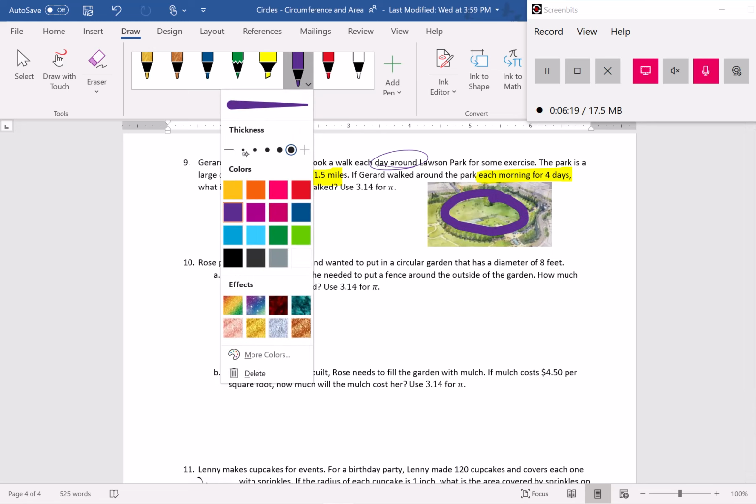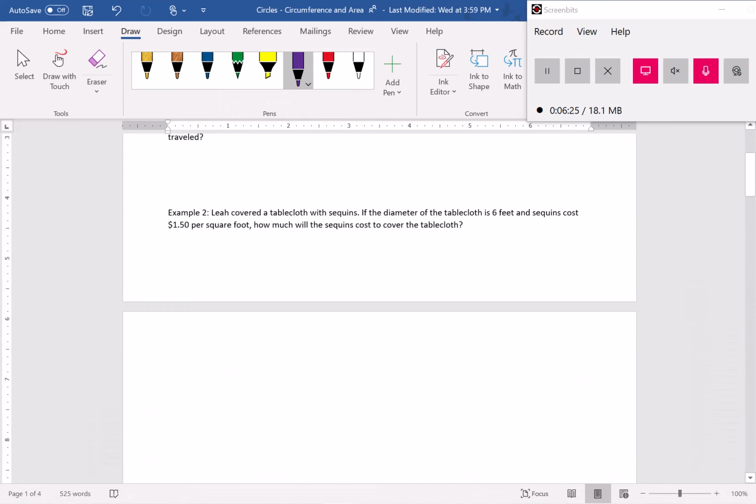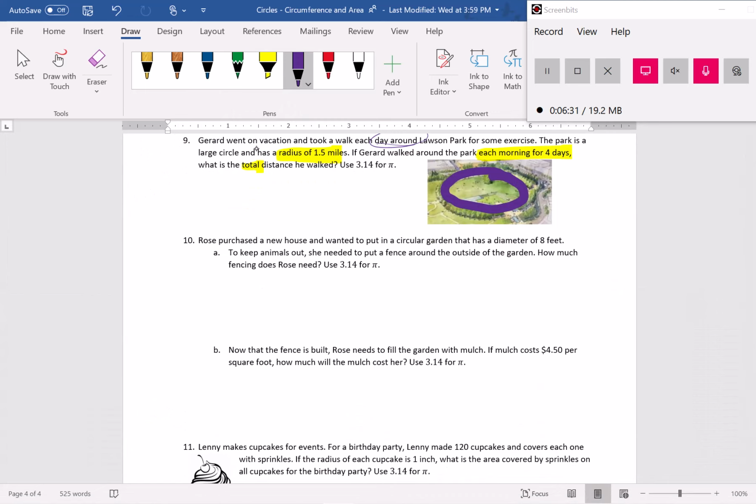Is that circumference or area? Circumference. So you need the circumference formula. Careful, I wrote the pi d. This is the radius. If radius is 1.5, what is diameter? When you find out what circumference is, you have one more step. He does it each morning for 4 days. You need to multiply that circumference times 4.